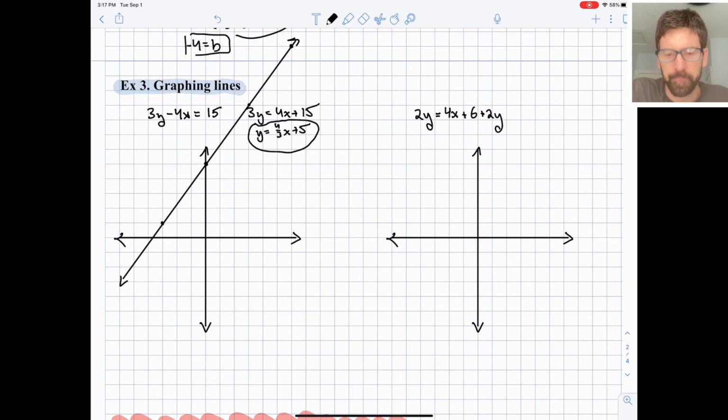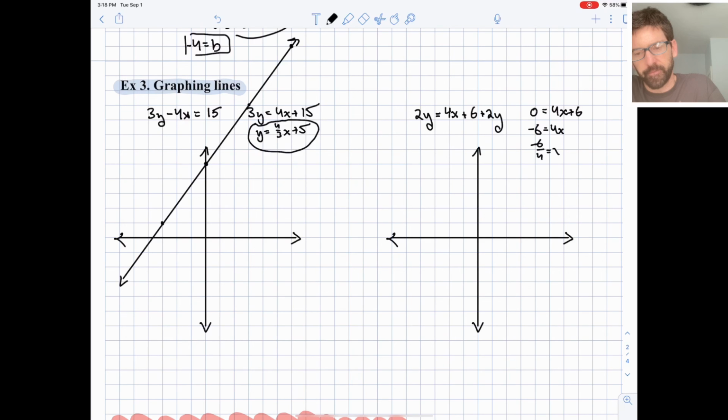Okay? All right, for this next one, let's subtract 2y from both sides. It looks like they will eliminate over on the right-hand side here. So we are going to get a 0 equals 4x plus 6. We can subtract 6 from both sides. And then lastly, divide both sides by 4. So x is equal to -3/2 once I reduce that fraction down.